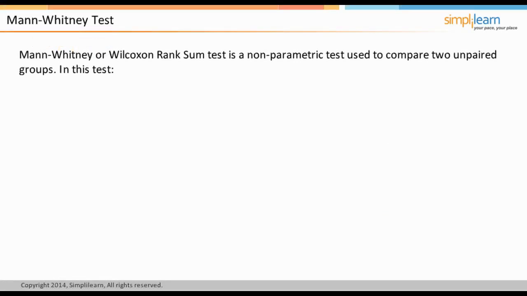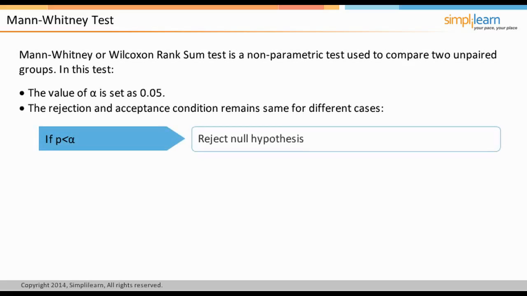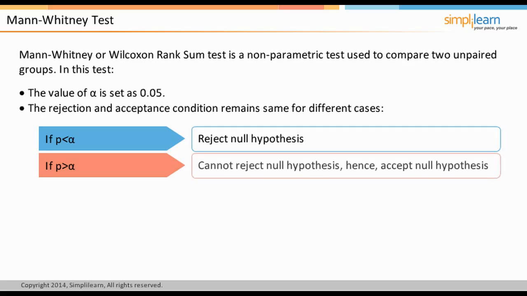The Mann-Whitney test, also known as the Wilcoxon rank sum test, is a non-parametric test which is used to compare two unpaired groups. In this test, the value of alpha is by default set at 0.05, and the rejection and acceptance condition remains the same for different cases. That is, if p is less than alpha, reject the null hypothesis. If p is greater than alpha, reject the alternate hypothesis.